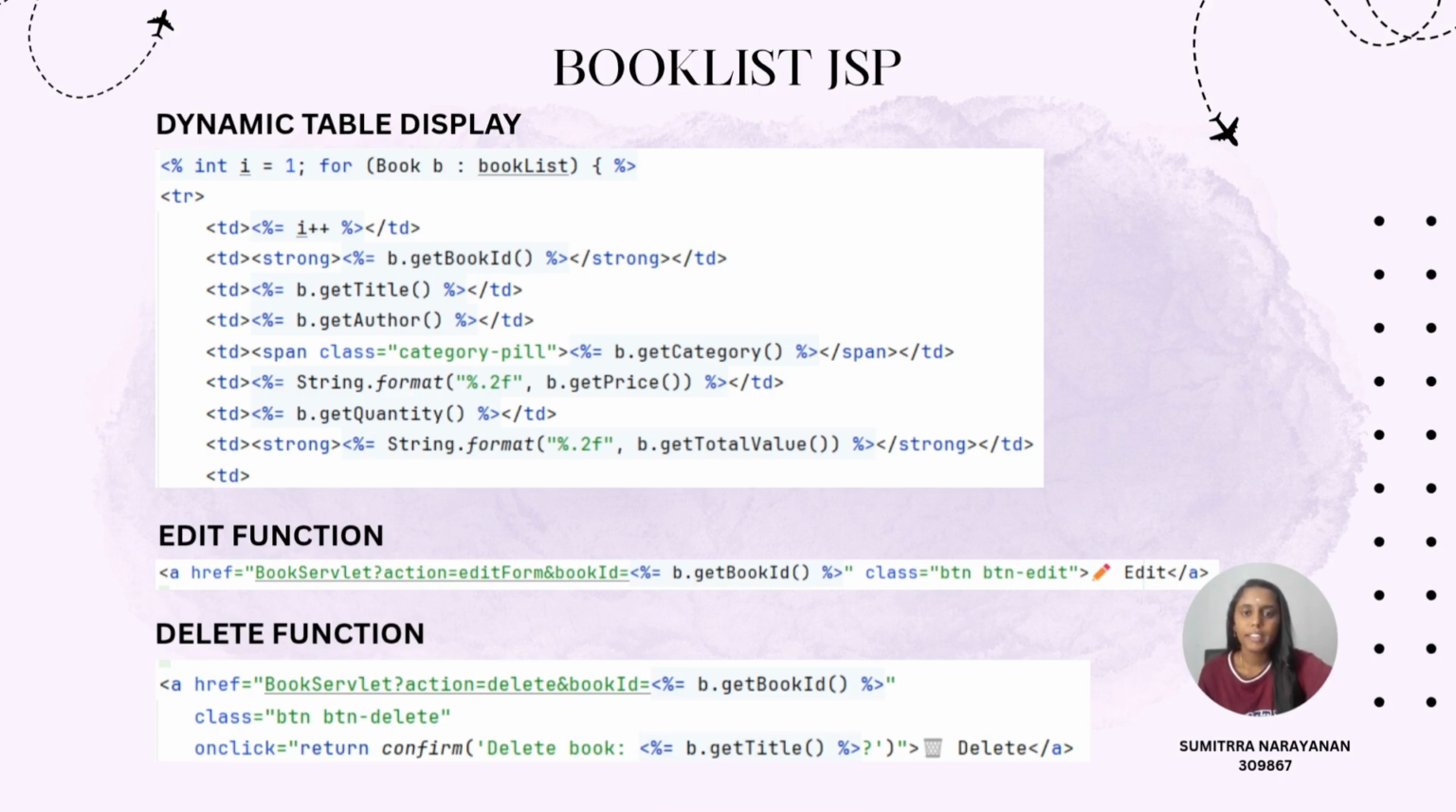The fifth one is delete function. This section handles the delete functionality. The selected book ID is sent to the servlet so the system knows which book should be removed from the collection. The confirm function is used as a validation step to prevent accidental deletion by asking the user for confirmation before deleting the record.